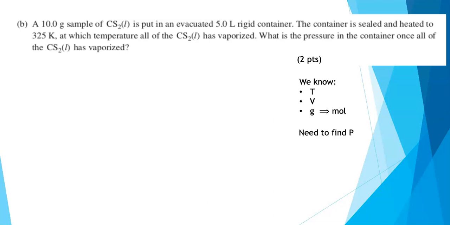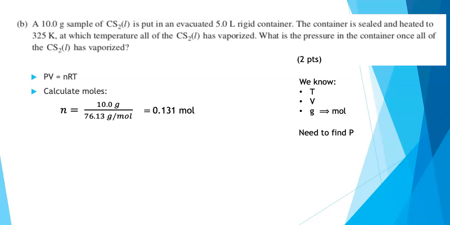Here's what we need to do. We need to find the pressure, which means this is an ideal gas law problem, PV equals nRT. The first thing I'm going to do is calculate the moles. You need the molar mass of CS2, and you calculate 0.131 moles. Then I'm going to substitute that into the ideal gas law, which I always like to rearrange before I substitute in, because that's always a good strategy. You're less likely to make mistakes. So I can substitute in my value for moles.